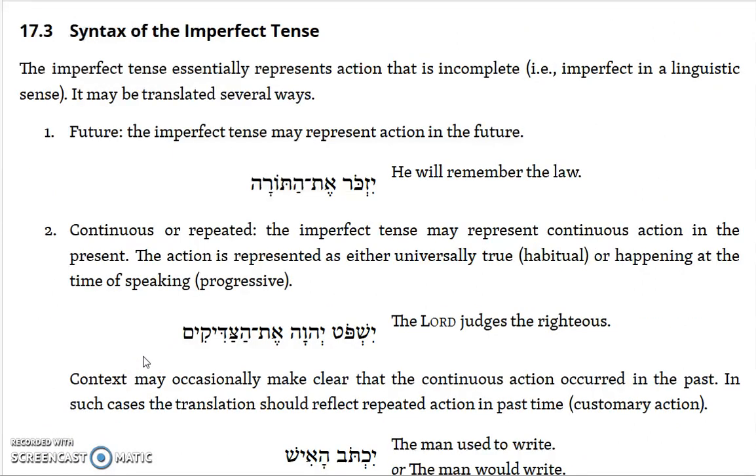Well, let's go on to the meaning of the imperfect. The perfect, as we introduced earlier, represents completed action. The imperfect is the opposite. It represents incomplete action.